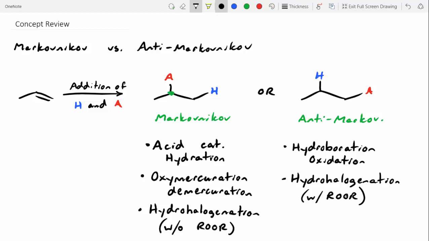So we've got two different ways to install alcohols and two different ways to install halogens. So make sure that you're comfortable identifying the addition as being Markovnikov addition or anti-Markovnikov addition, especially for the quiz coming up.